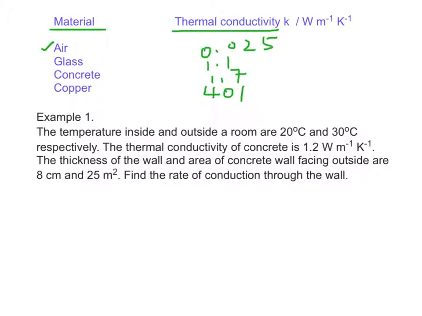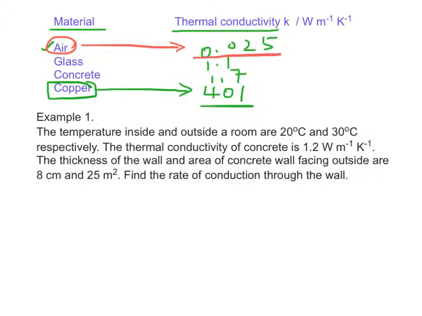Among these four materials, copper is the best heat conductor. Therefore, it has the greatest thermal conductivity. And air is the best insulator. Therefore, it has the smallest thermal conductivity.